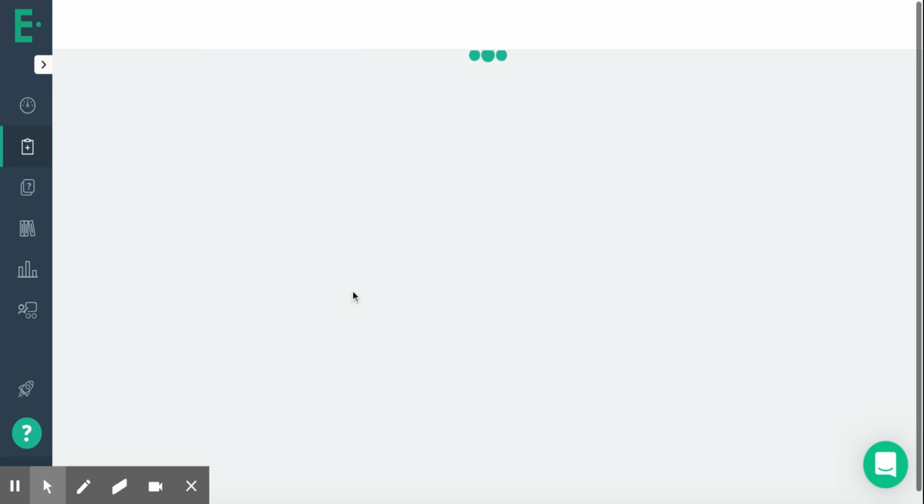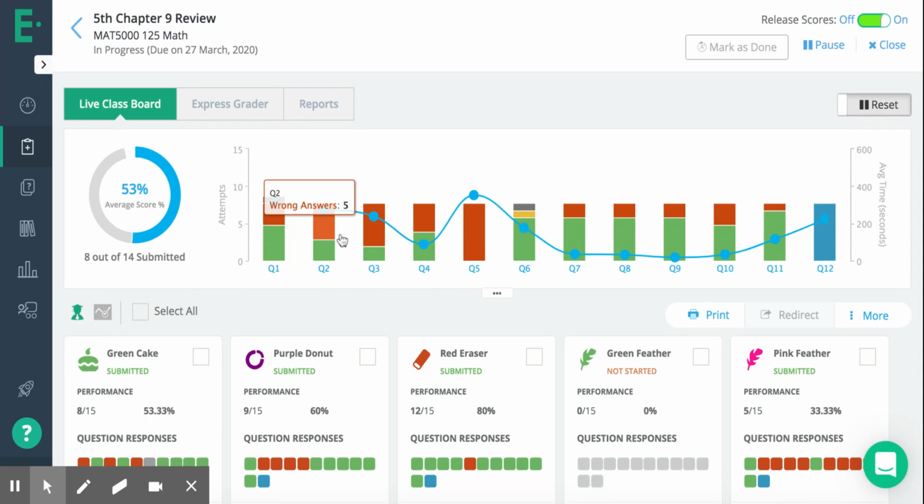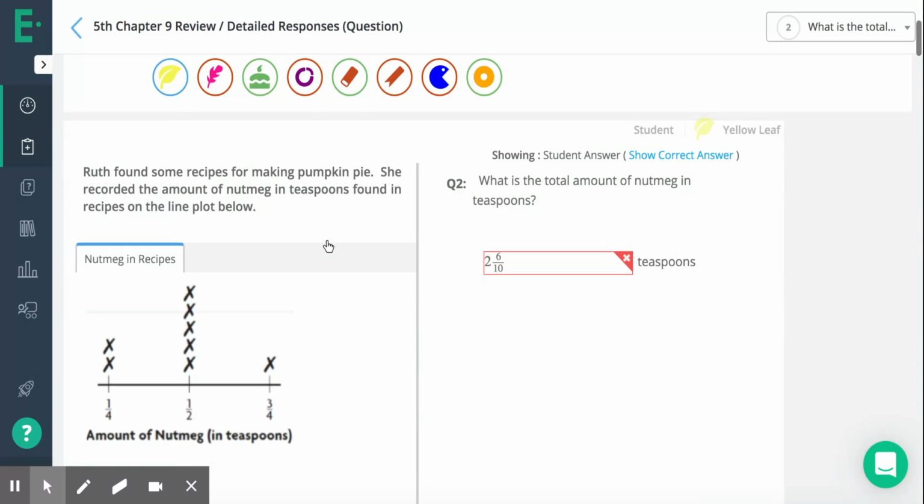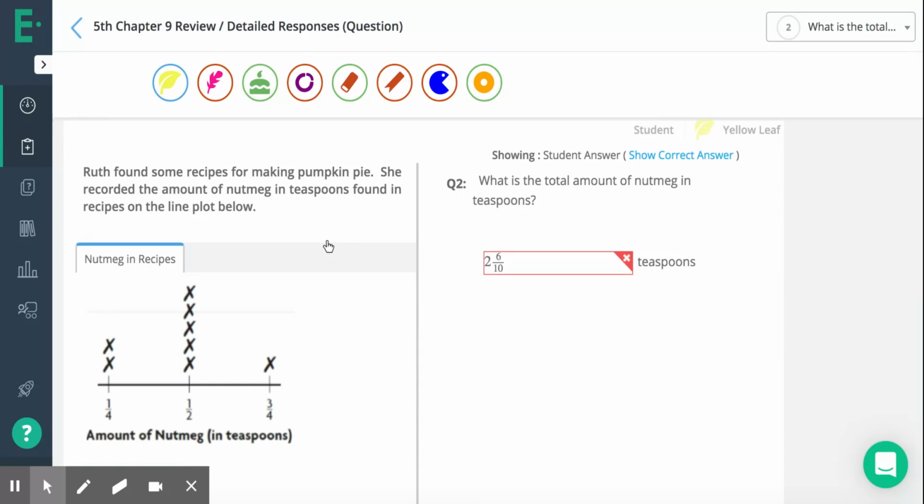The second question is also going to help us lead to that averages question. It's asking for the total amount of nutmeg in teaspoons. So what I need to do is use my compatible numbers and actually calculate how many teaspoons these X's represent. So that's a 1/4 teaspoon X and another 1/4. I'm going to add those together to make a compatible number of 1/2.